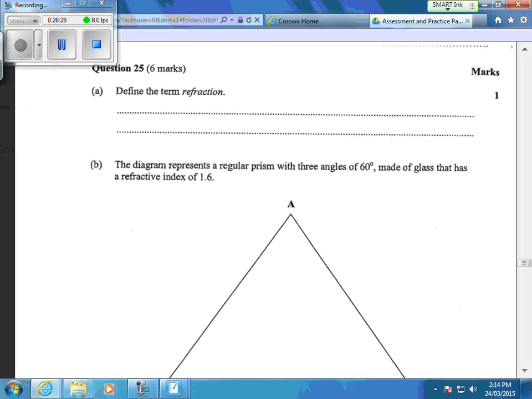Oh, this one. Define the term refraction. You can do that. No, it's the next one. Well, let's do that one anyway. Refraction is the change in velocity as light enters another medium. That's literally what the answer is.